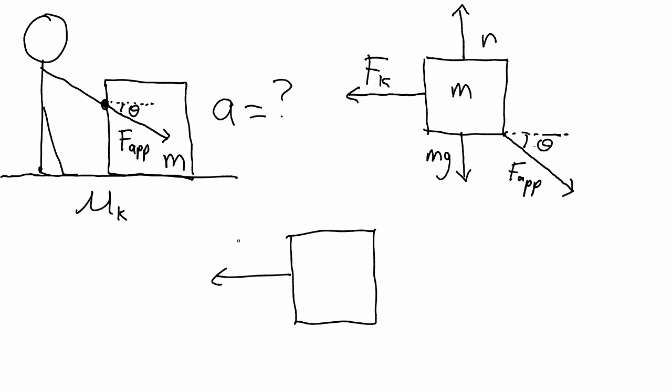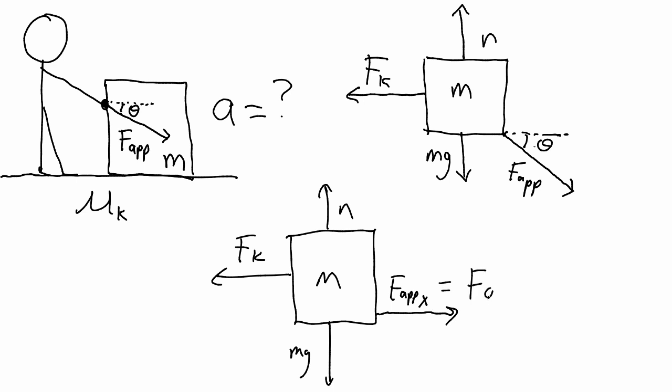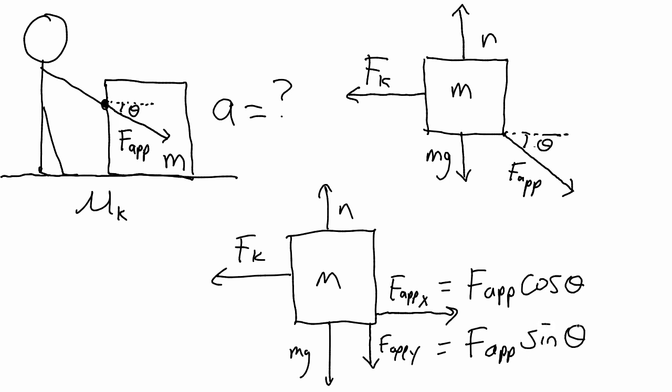So Fk is the same. N is going to be there. That's the same. Mg still down. But I'm going to have a component this way. That is F app sub x. And that's going to be F app times cosine theta. There's going to be an F app y down this way. F app y is F app times sine theta. So now that we have this diagram with components, we can actually proceed to solve the problem.